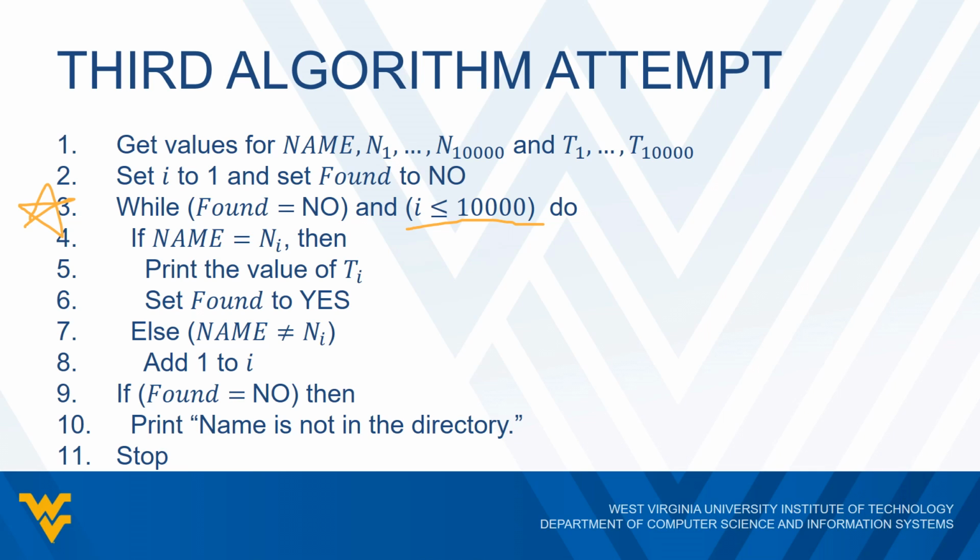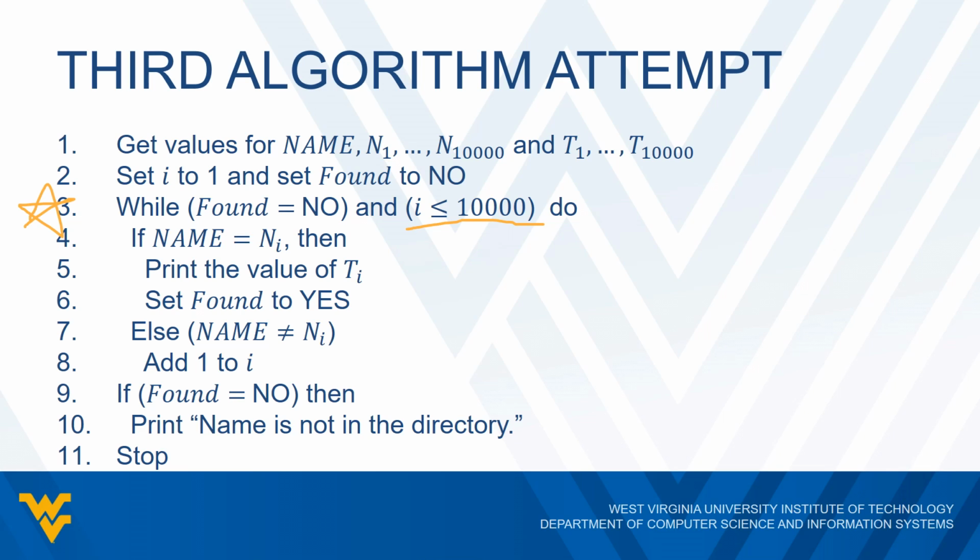So let's see what's going on inside the loop. So if name is ni, then print the value of ti and set found to yes. That's no different from the last attempt at our algorithm. And if that's not true, so if name is not ni, then we're going to add 1 to I. So all that is the same thing as our previous attempt. So the body remains the same. The only difference now is just in step 3, we get out of the loop whenever we get past 10,000. So this takes care of the infinite loop issue that we were talking about.